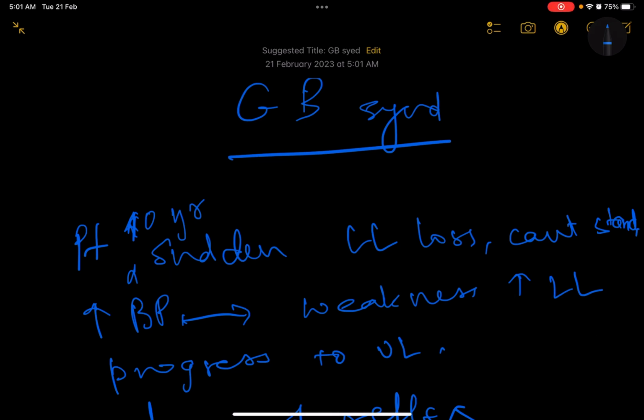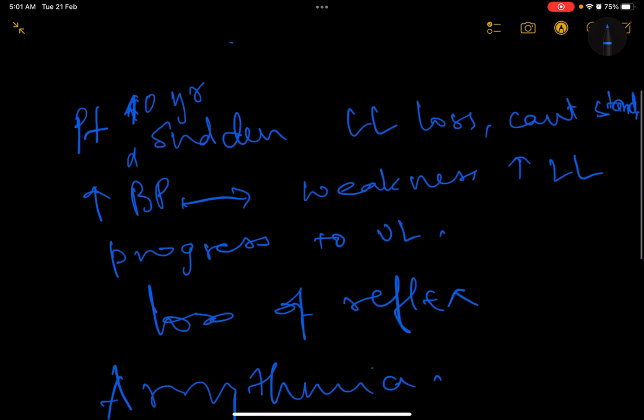Hi, so let's begin this lecture with a case. A patient of around 40 years presents with sudden lower limb sensation loss and motor loss. He cannot stand. Also, there is increased BP.